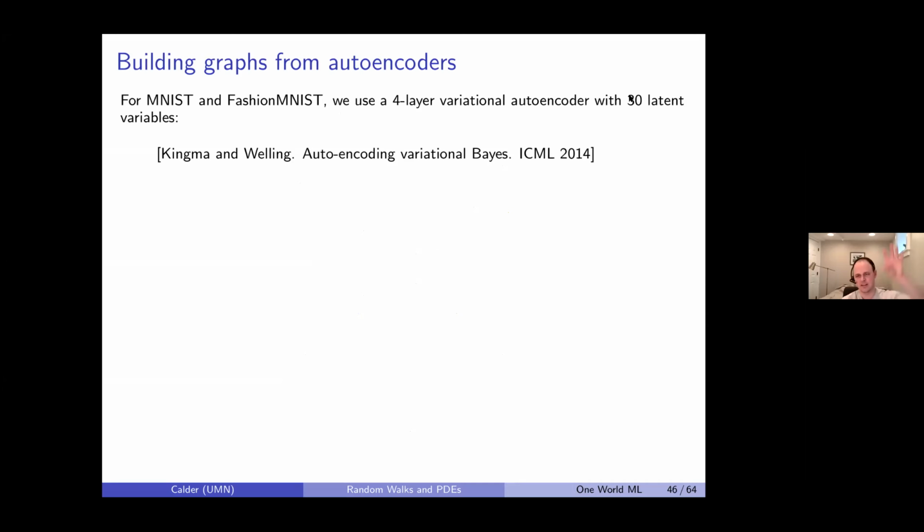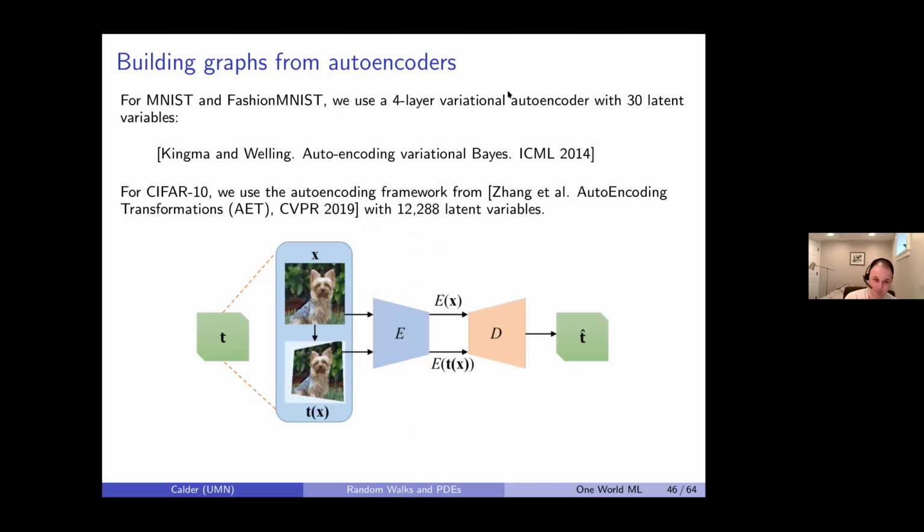So you're going from 784 variables down to 30 variables in your latent space. CIFAR-10 is much more challenging. We ended up using an autoencoding framework from a recent paper called autoencoding transformations. It's a little bit different idea here.